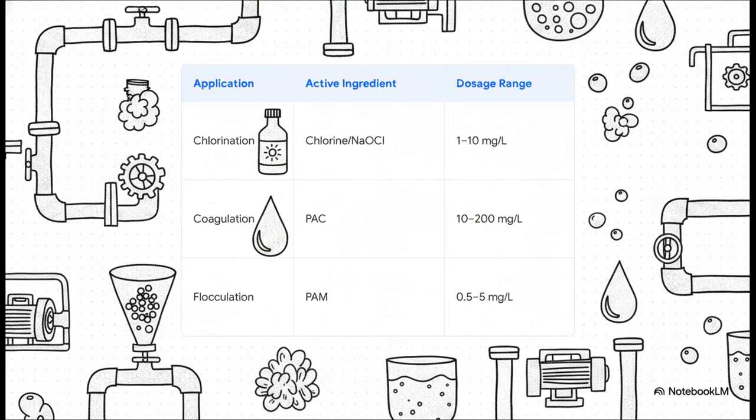Now keep in mind, your target baseline shifts massively depending on what exactly you're trying to achieve. Disinfecting with chlorine usually requires about 1 to 10 milligrams per liter. But if you're settling sludge with coagulants like PAC, which is polyaluminum chloride, or using PAM as a flocculant, those targets shift drastically. We're talking jumping all the way up to 200 milligrams per liter. So always verify your specific targets, but these ranges give you a really great conceptual benchmark.